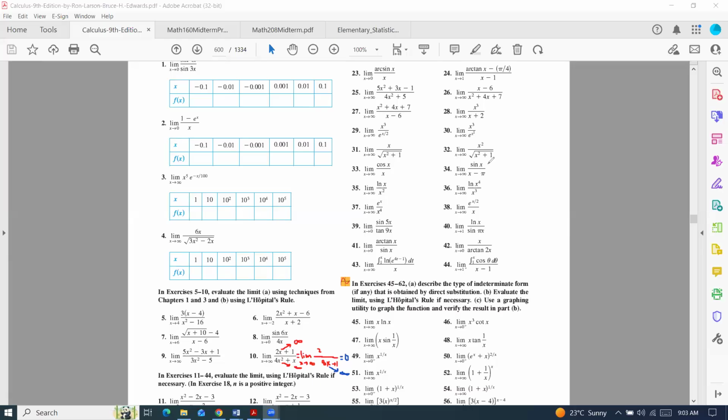Now we are actually utilizing L'Hopital's rule for the other cases, not just infinity over infinity or 0 over 0, but for the cases like in the exercise, let's say number 49, which is really not 0 over 0, but it is analogous to 0 raised to the power of infinity.